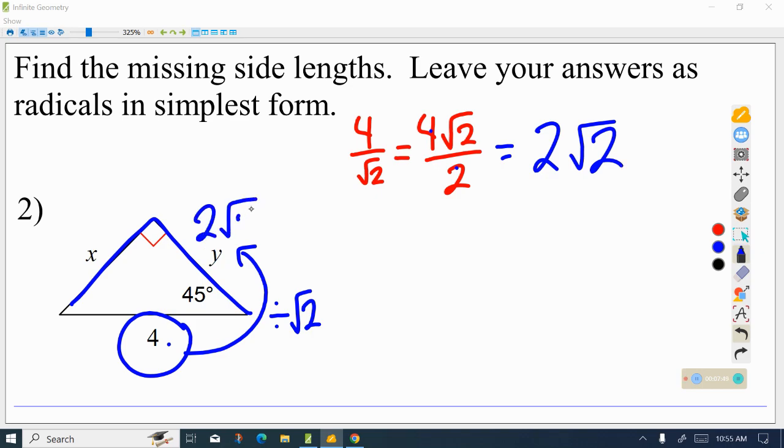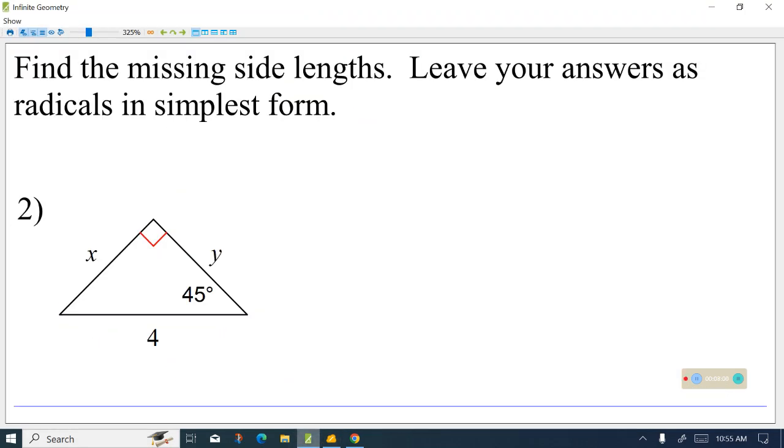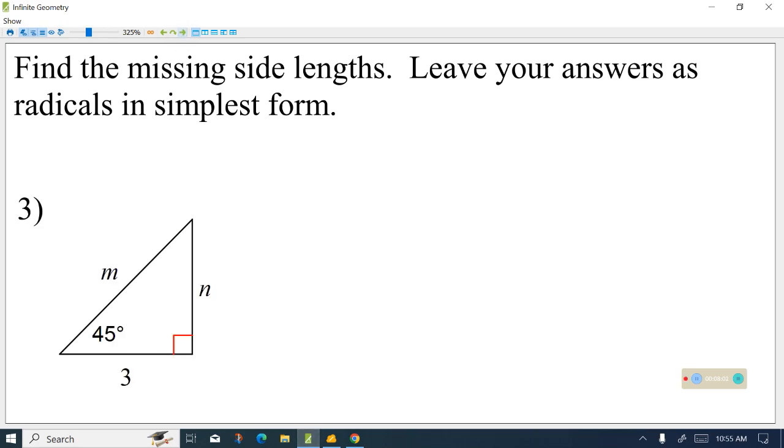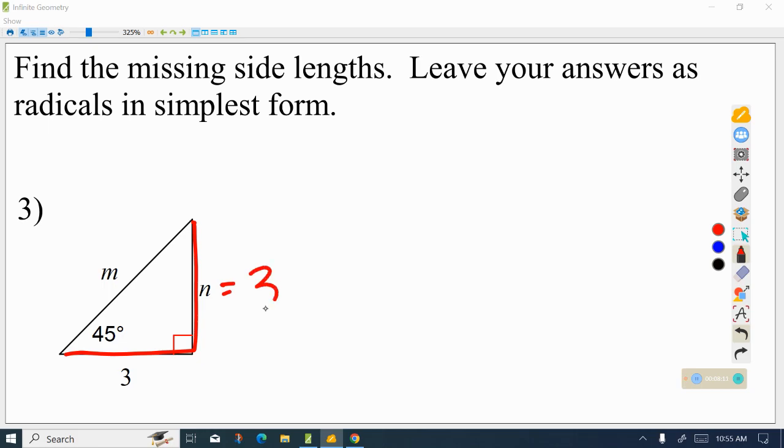Now we're starting to get to the pattern that I showed you guys in class to make sure that we did these fast. I'm kind of showing you guys the long way. Let's take a look at number 3. The second you get to the problem, just darken the two sides that make a right angle and know those will be the same. So that's 3. To get the hypotenuse, I have to multiply by the square root of 2. So this will be 3 root 2.